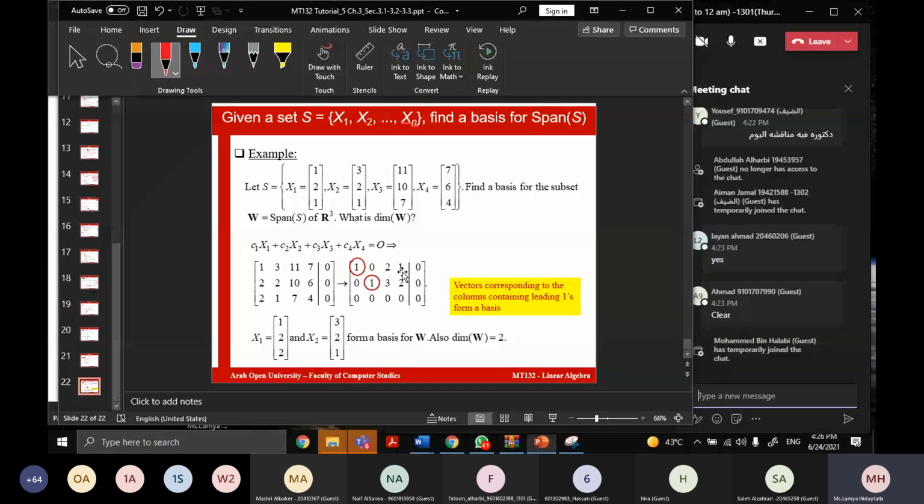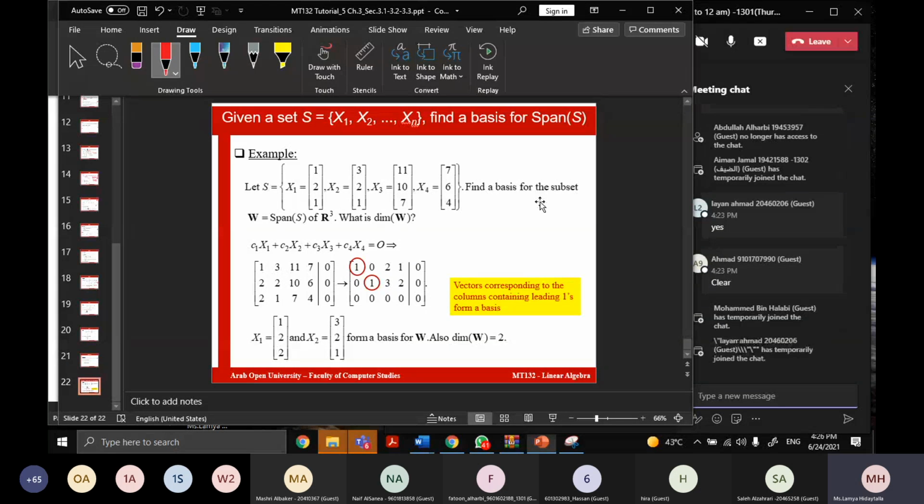Okay, the last PowerPoint. After it we'll start our class. Okay, let S be this set of vectors x1, x2, x3, x4. We need the basis for the subset W, which is spanned by this set, of R3. And what is the dimension of W?